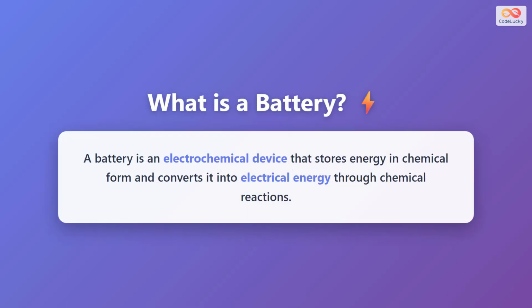A battery is an electrochemical device that stores energy in chemical form and converts it into electrical energy through chemical reactions. Think of it as a portable power source that uses chemistry to create electricity. The key word here is electrochemical, which means it involves both electrical and chemical processes working together.